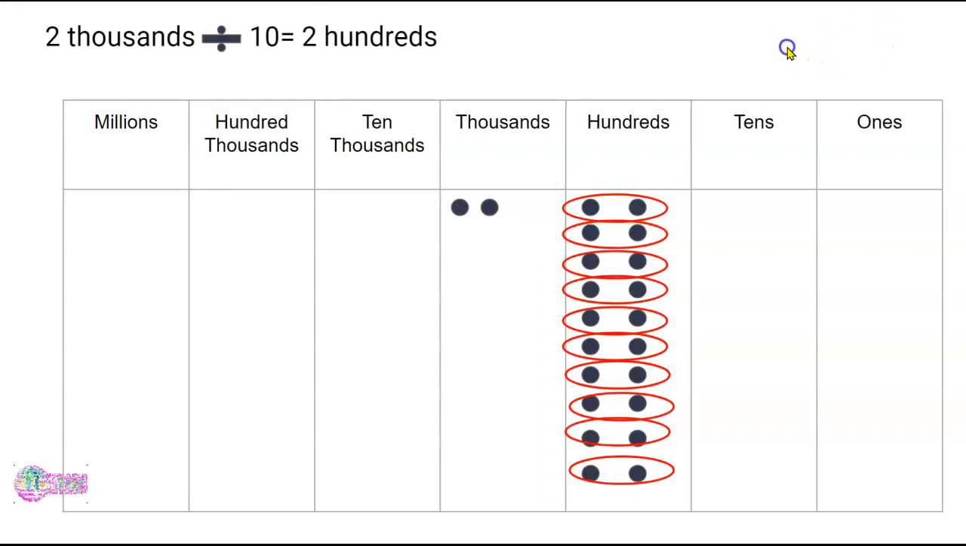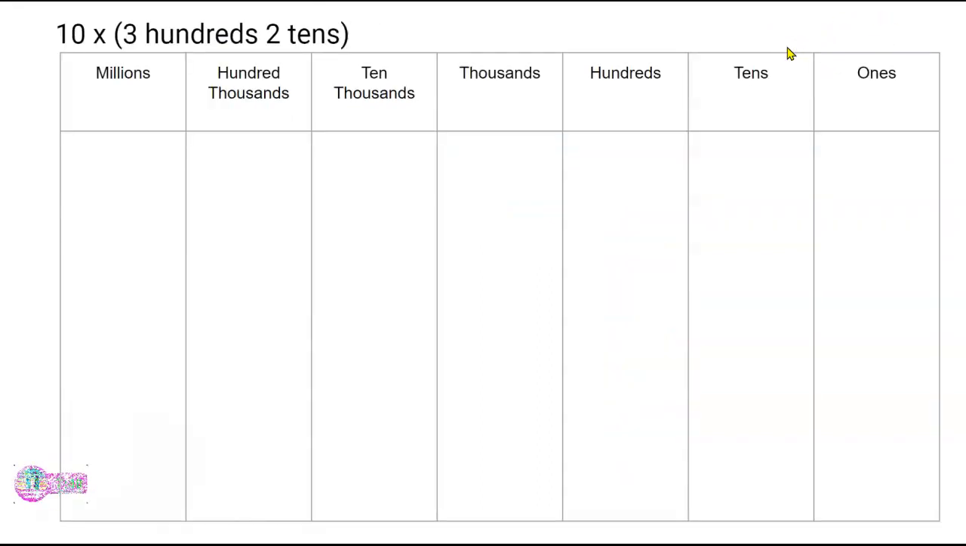All right, let's go ahead and go on to our next problem. This one's going to be a little bit trickier. So this time we're going to make 10 groups of 3 hundreds and 2 tens. I put this in parentheses over here because we're going to multiply this whole group by 10. Okay, so let's go ahead and get started.